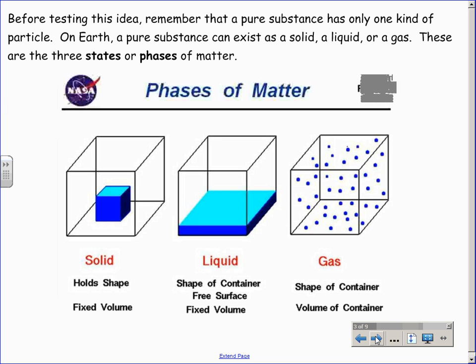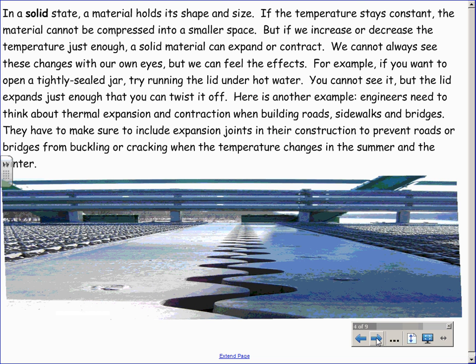Before testing this idea, remember that a pure substance has only one kind of particle. On Earth, a pure substance can exist as a solid, liquid, or gas. These are the three states or phases of matter. In a solid state, the material holds its shape and size. If the temperature stays constant, the material cannot be compressed into a smaller space. But if we increase or decrease the temperature just enough, a solid material can expand or contract. We cannot always see these changes with our own eyes, but we can feel the effects.